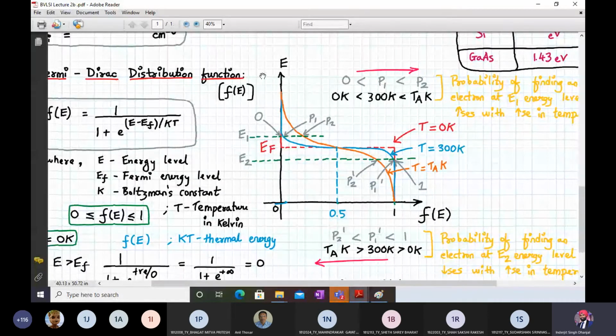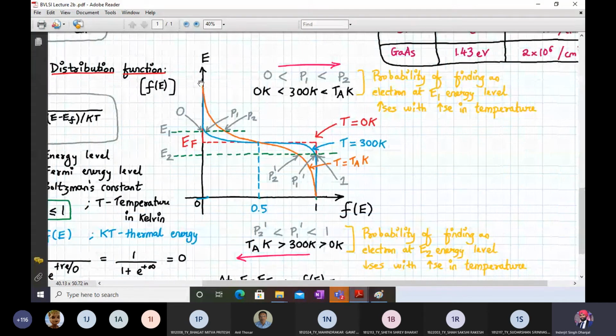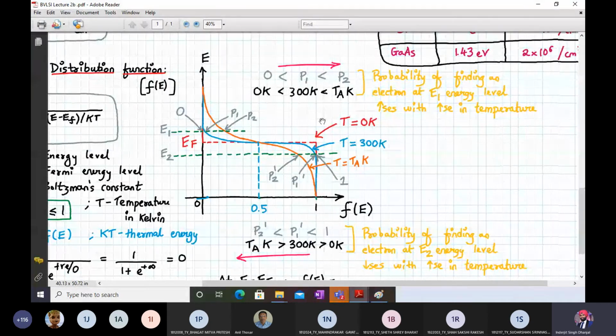On the y-axis we have energy levels. On the x-axis we have the probability, that is 0 to 0.5. What I quickly want to show you all is, we have this red color curve which is a constant line. We have this orange color curve which is for temperature TA. We have this red color which is for temperature 0 degree Kelvin, and the blue color curve is for 300 degree Kelvin. What does it tell you?